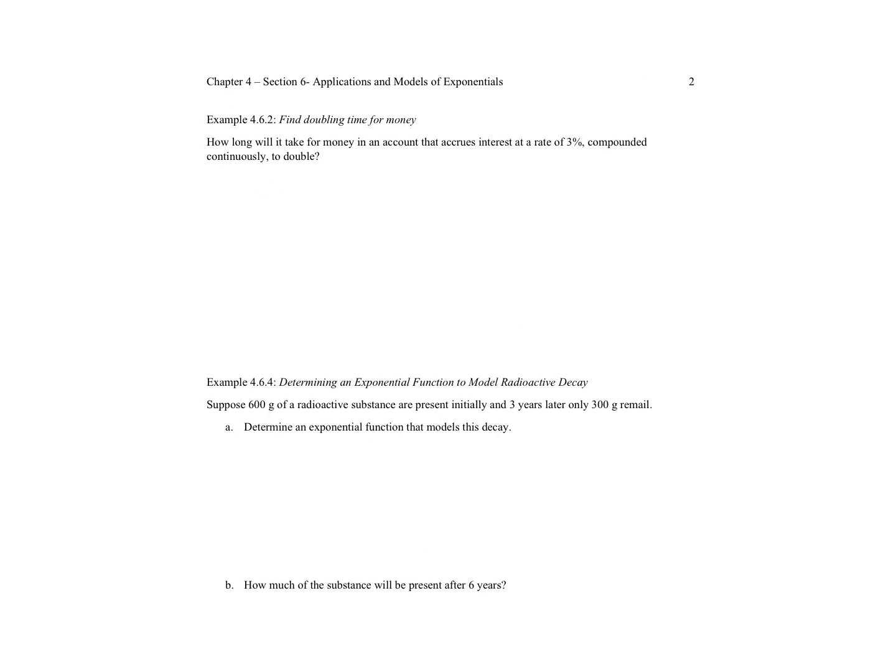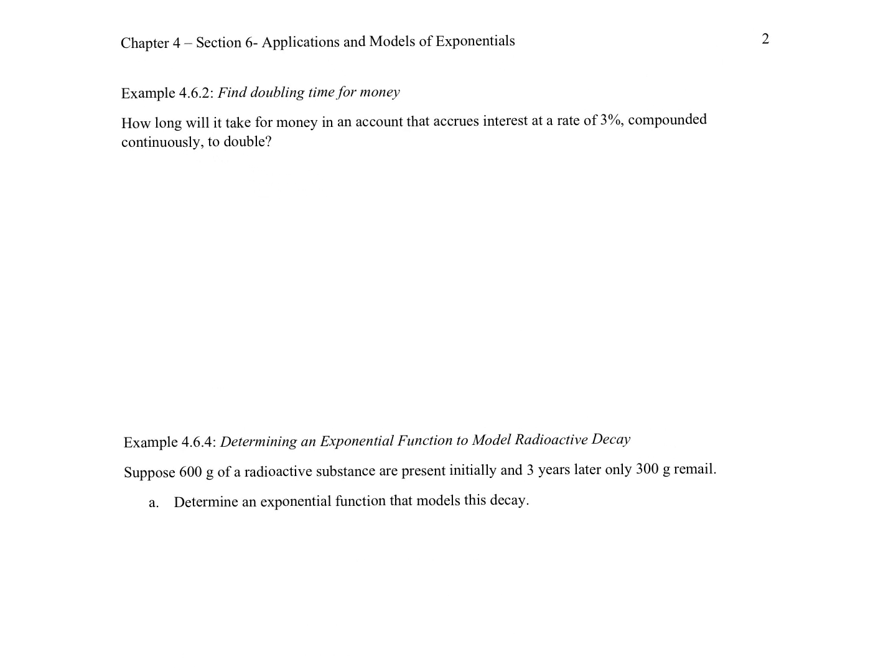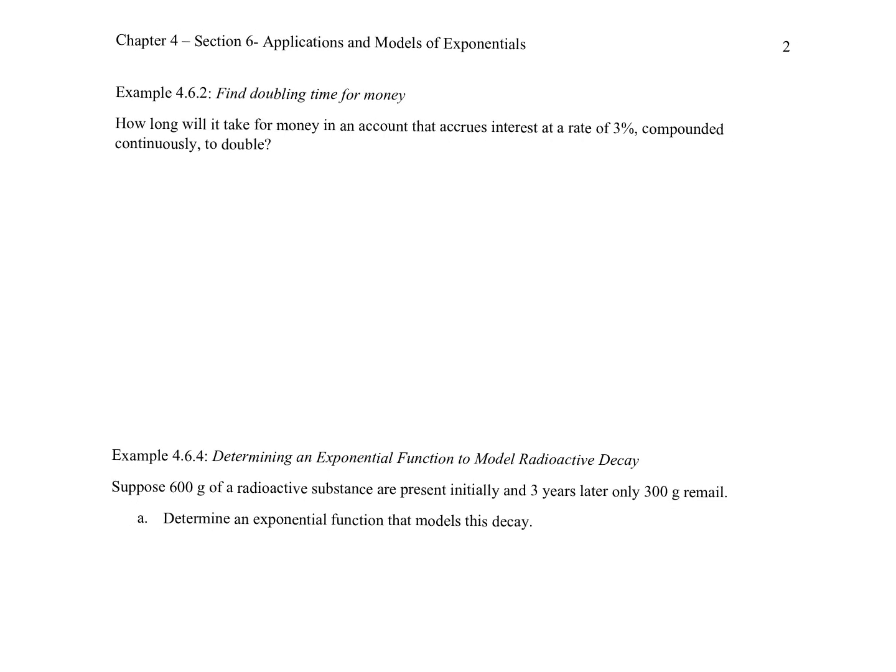Next problem is money, interest. So remember we had those formulas before. A equals Pe^rt. This was compounded continuously. So this is how long will it take for money in an account that accrues a 3% interest rate compounded continuously, so we're going to use that formula I just wrote, to double.